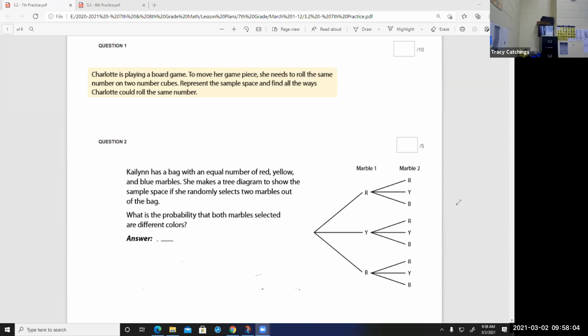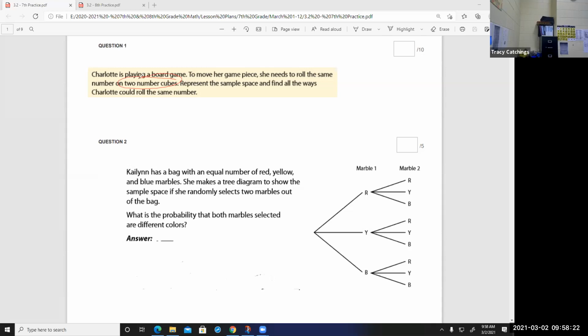We at number one. They said Charlotte is playing a board game to move her game piece. She needs to roll the same number on two number cubes. Where you see a diagram at? They got a whole lot out here right now. When they finish, come on.